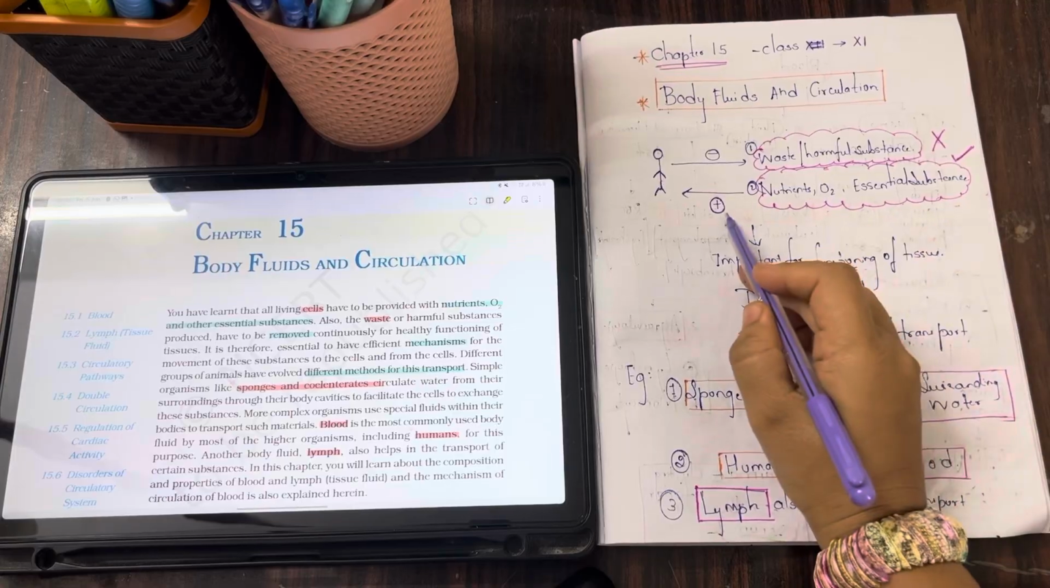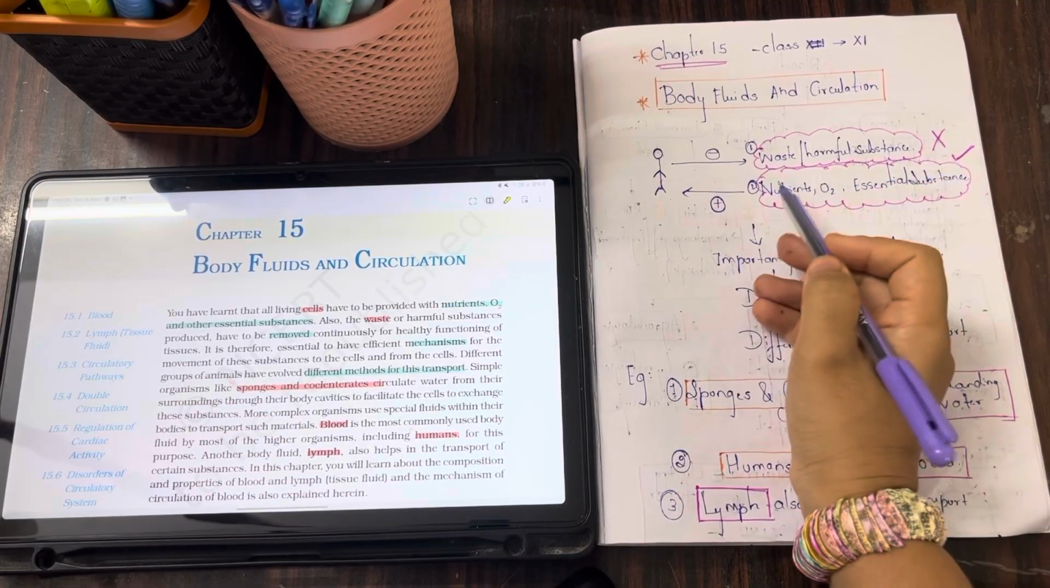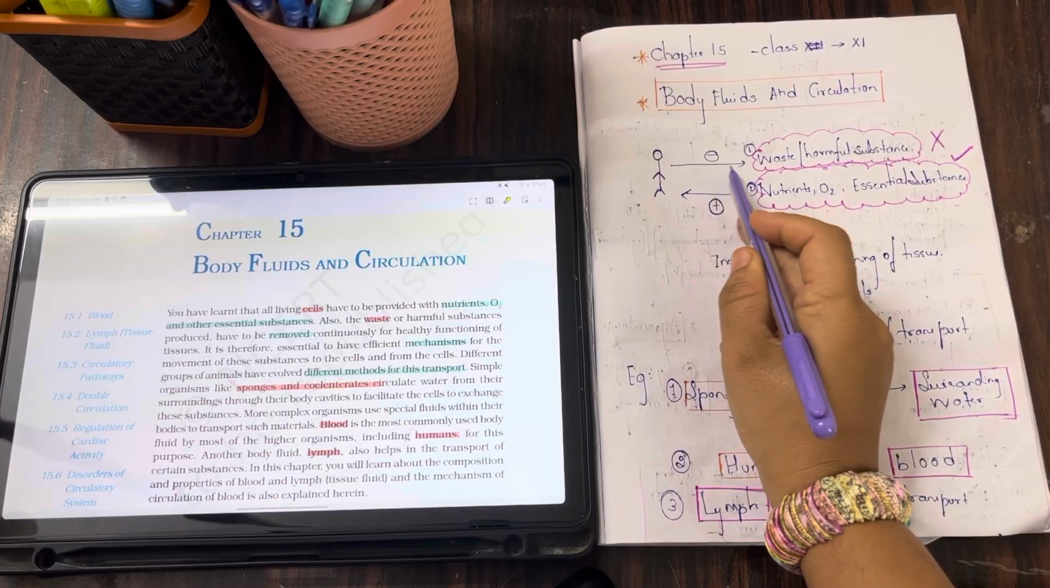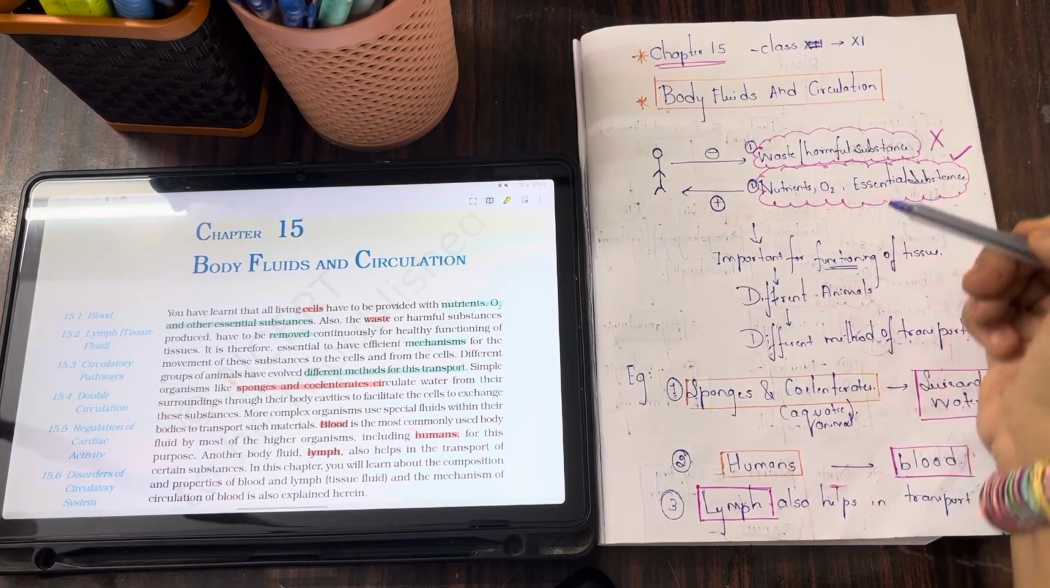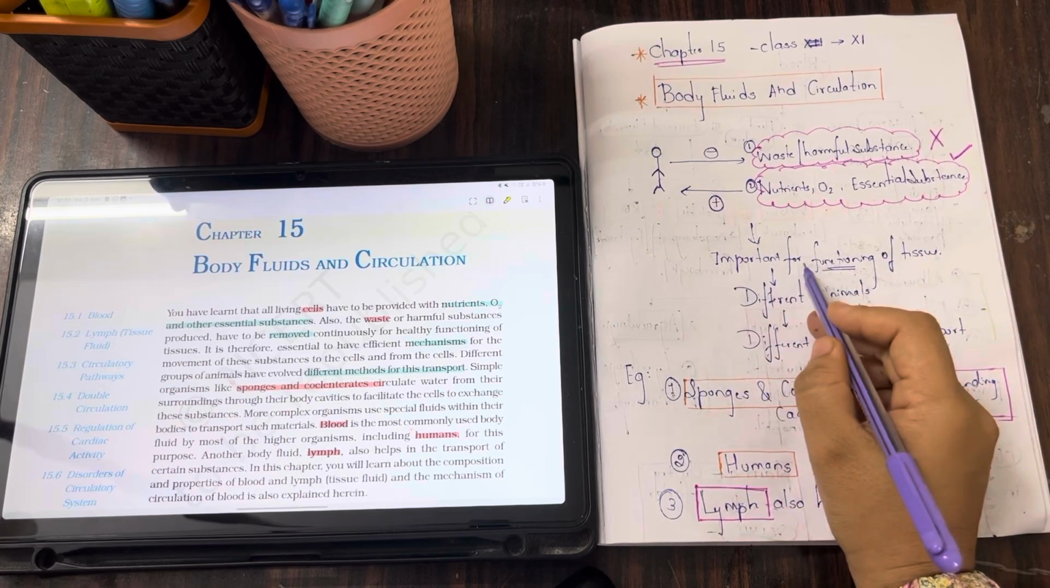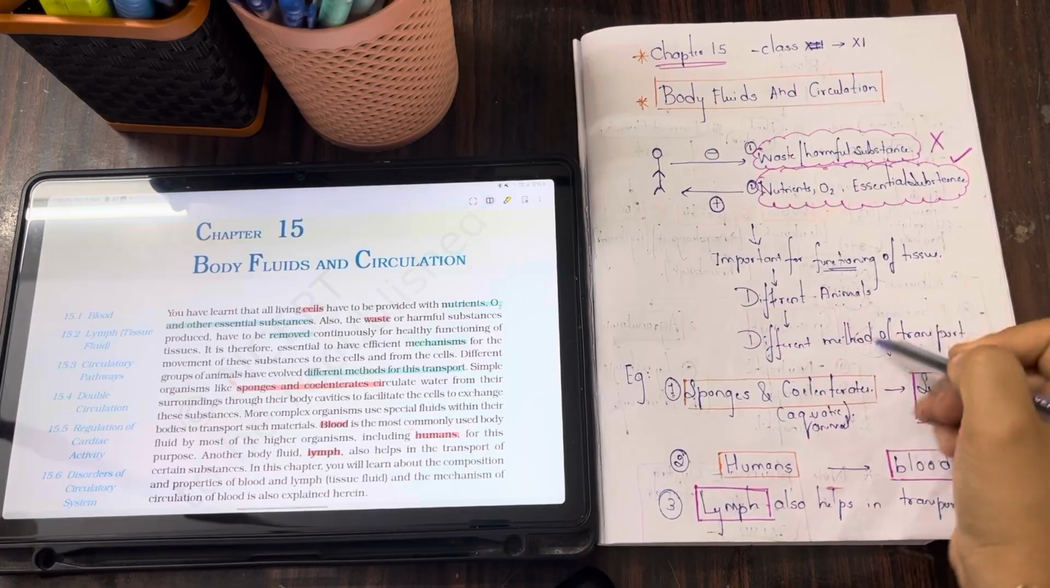As you know, the body needs nutrients, oxygen, and essential substances. At the same time, it will utilize all this and it will have waste products and harmful substances which have to be expelled out of our body. This is important for proper functioning of tissue. Different animals have different methods, okay?